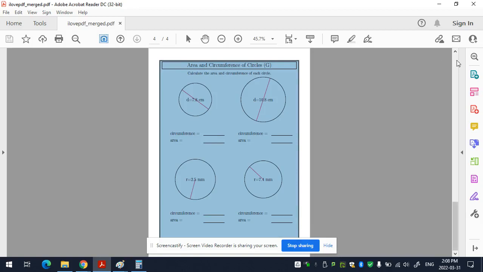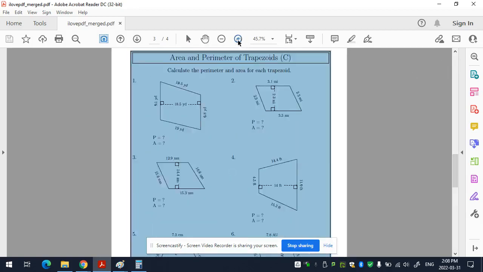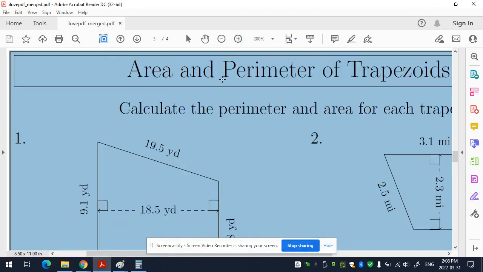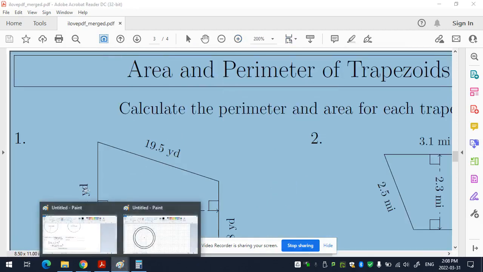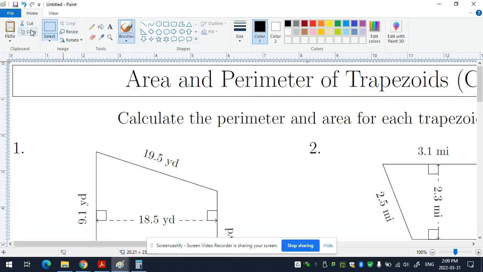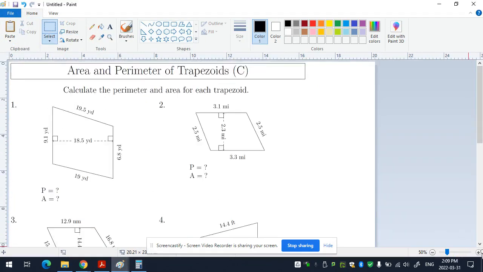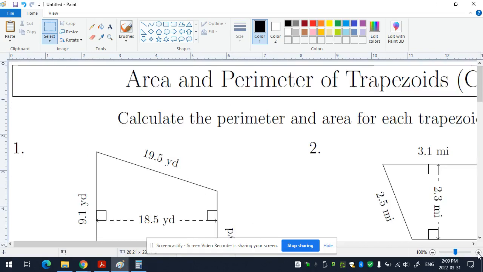So let's go to the third page. There we go. Select all, and then zoom in. Copy. All right. So I'll keep this up here. New, don't save, paste. Okay. So first of all, let's look at the first trapezoid. Everyone, pencils down.